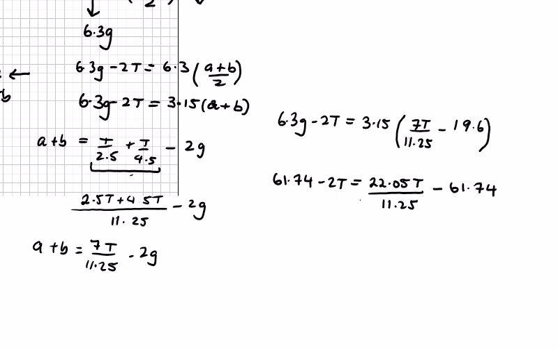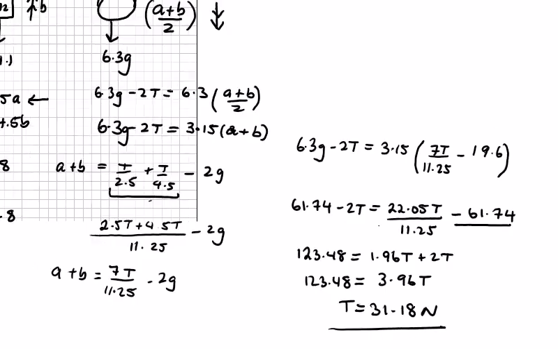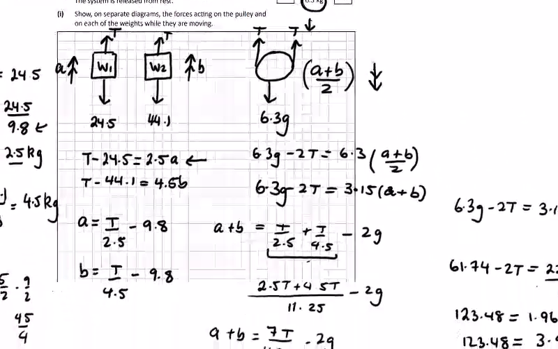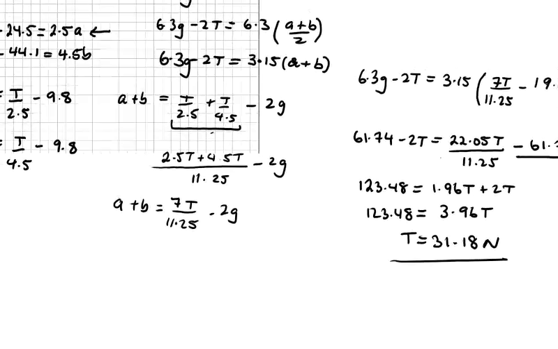So I'm going to get 123.48 if I bring this to the left, equals, and that's giving me 1.96T when I simplify it, plus 2T. So 3.96T equals 123.48, giving me tension to be 31.18. Does it ask for decimals? I can't remember what the question said. I think it was 2 decimals. So 31.18 for the tension in the string for part 2.